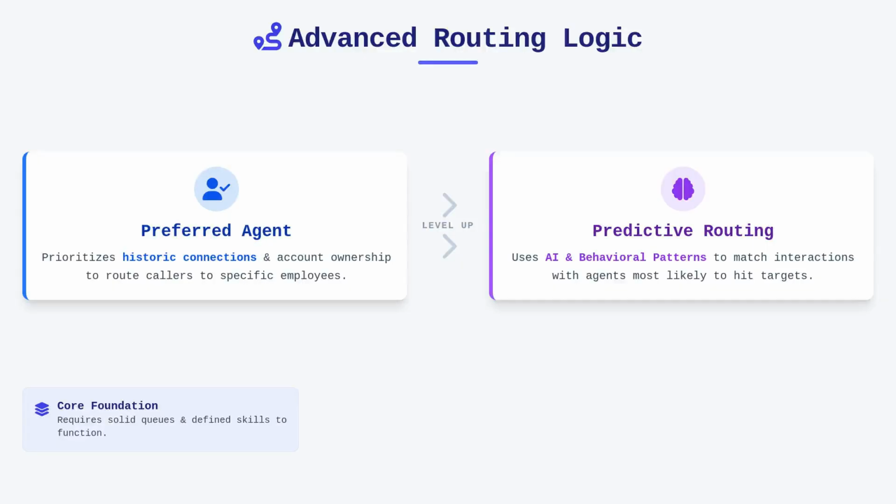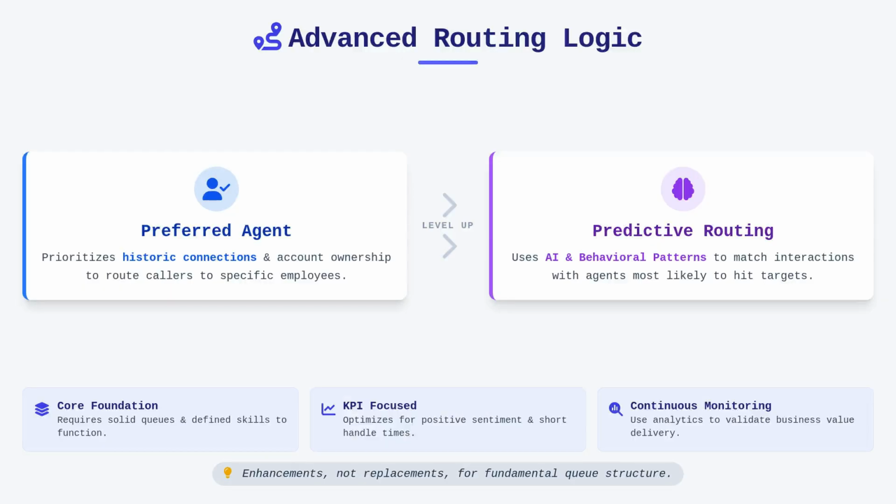While these models are highly automated, they still require a solid foundation of well-defined queues and properly assigned skills to function effectively. You should treat these tools as enhancements to your existing routing taxonomy rather than replacements for fundamental queue structure. Continuous monitoring of your routing efficacy through performance analytics will reveal if your predictive models are delivering the expected business value. Aligning these technical capabilities with your organizational priorities is the hallmark of a successful Genesys Cloud deployment.